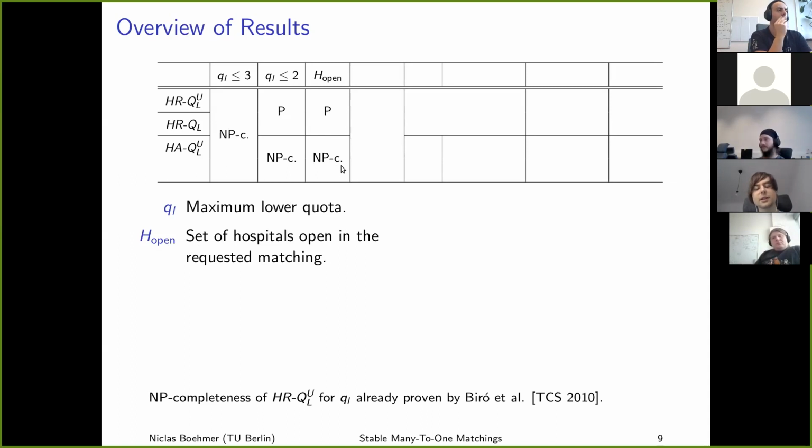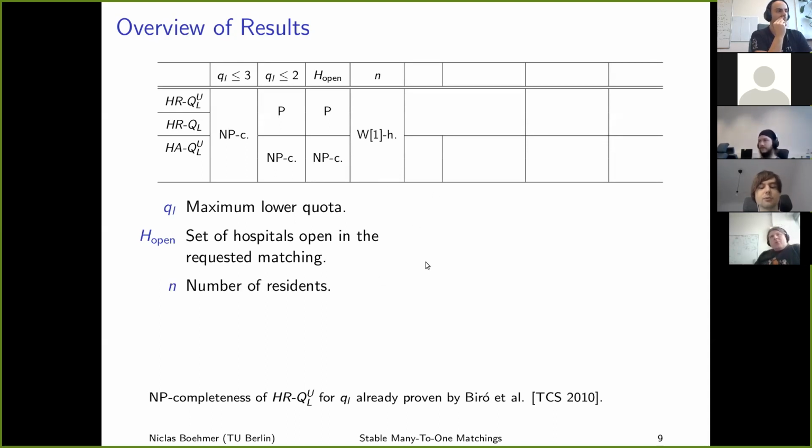Note that this is particularly interesting because, in contrast to the standard hospital residents problem with just upper quotas, for all three models there might exist different stable matchings opening a different set of hospitals. So it might be the case that there exists one matching opening, let's say, hospitals 1 and 2, and one matching opening hospitals 2, 3, 4. So different stable matchings might open a different set of hospitals, and even sets of different sizes.